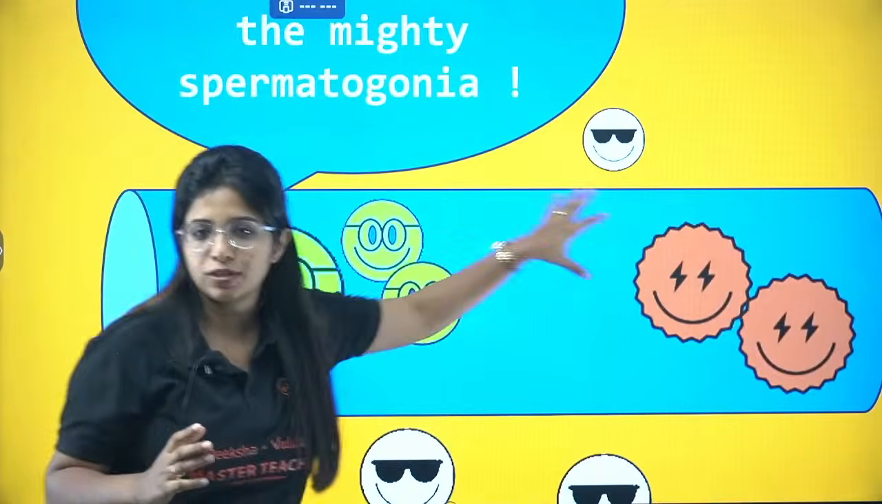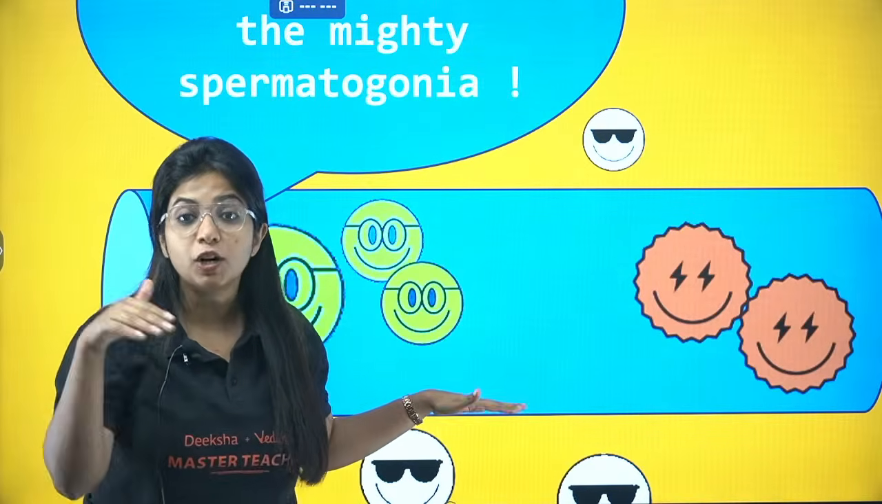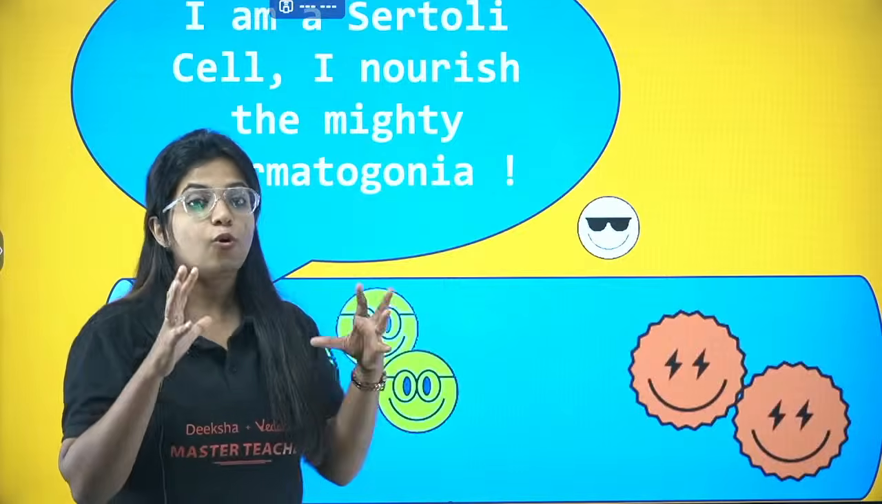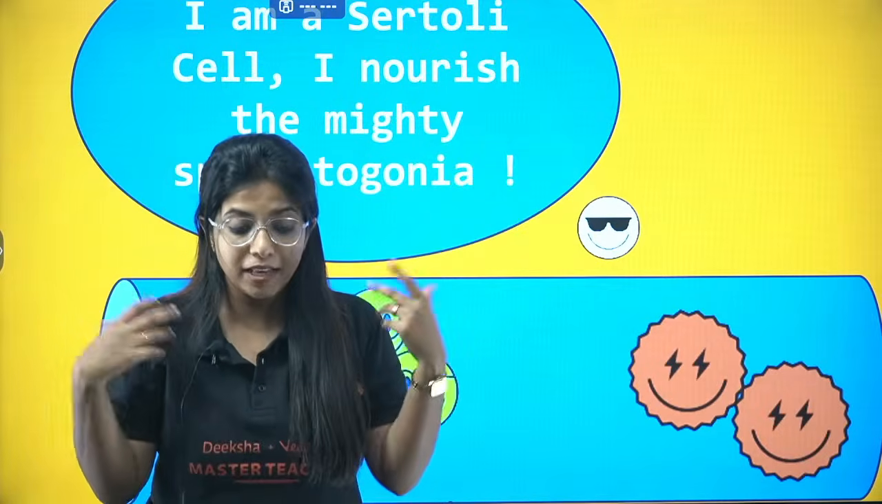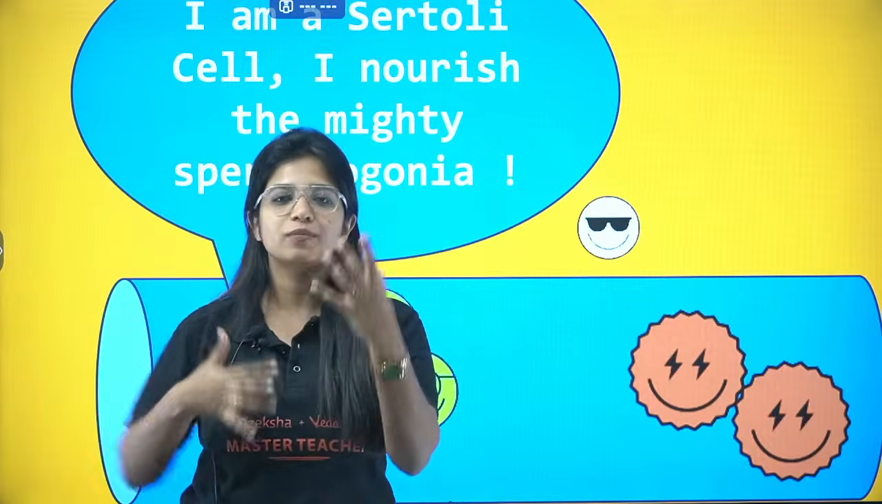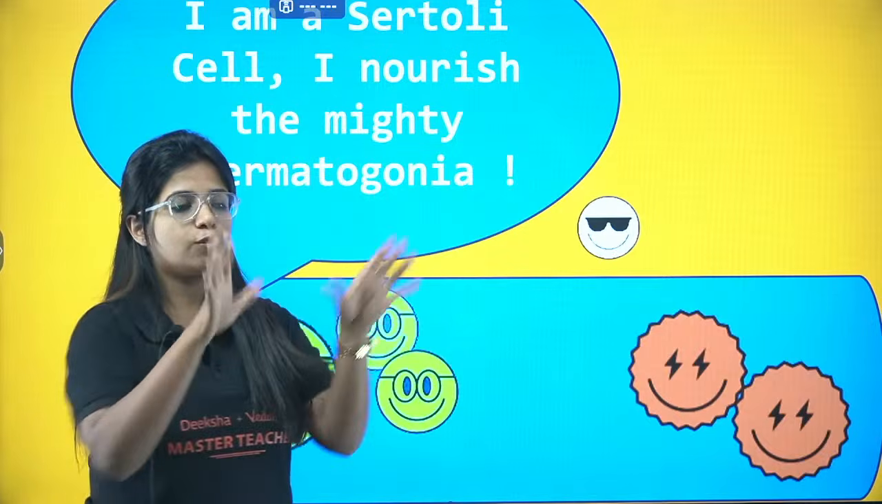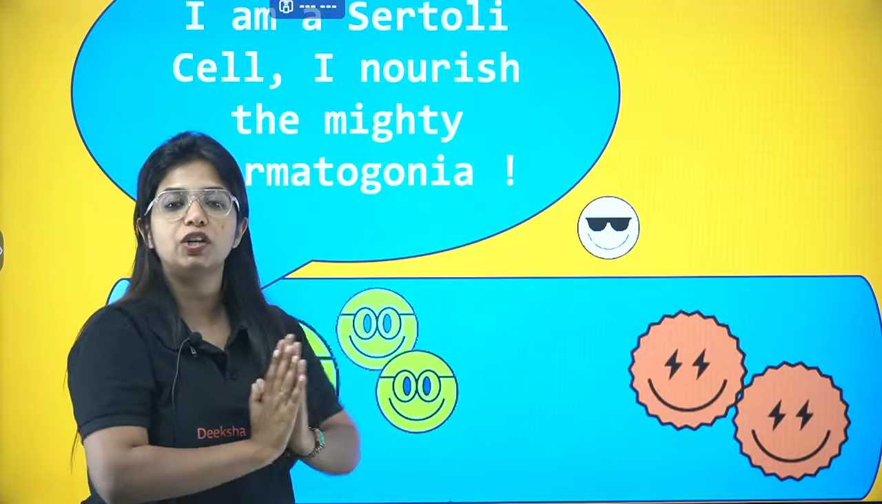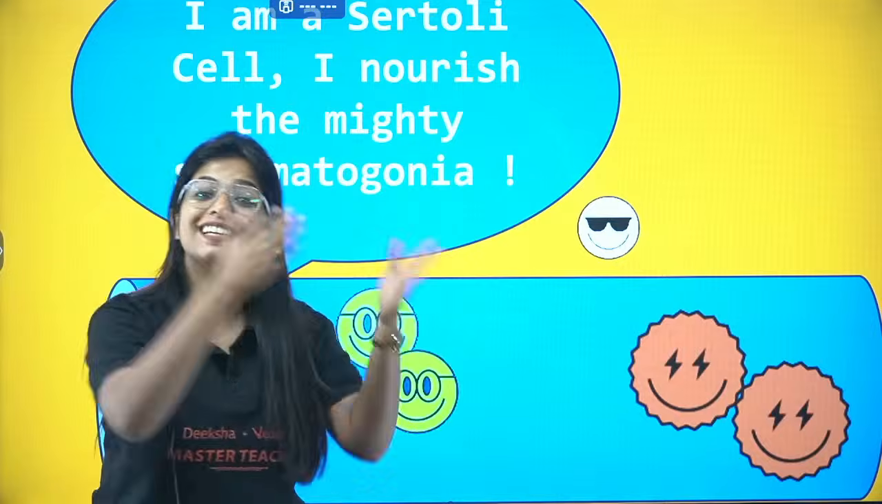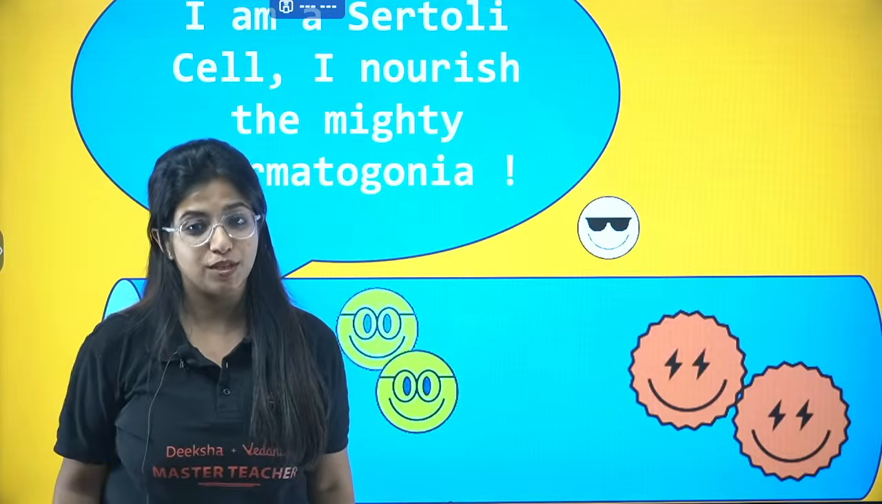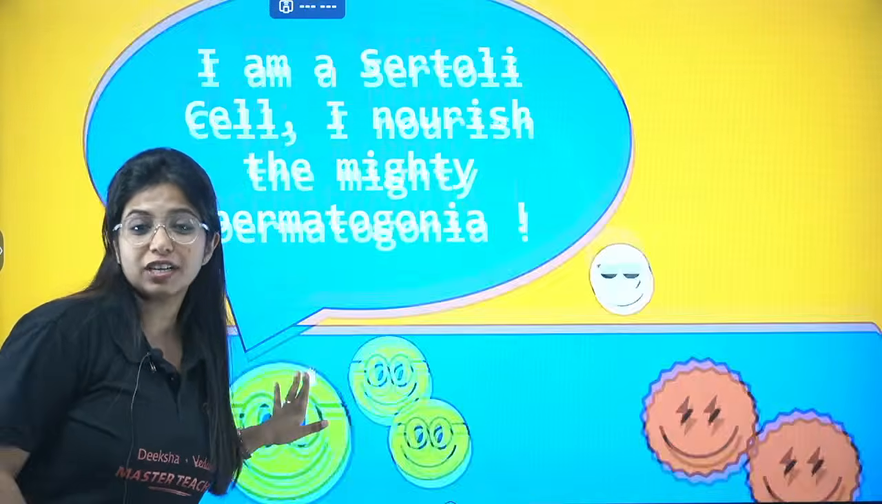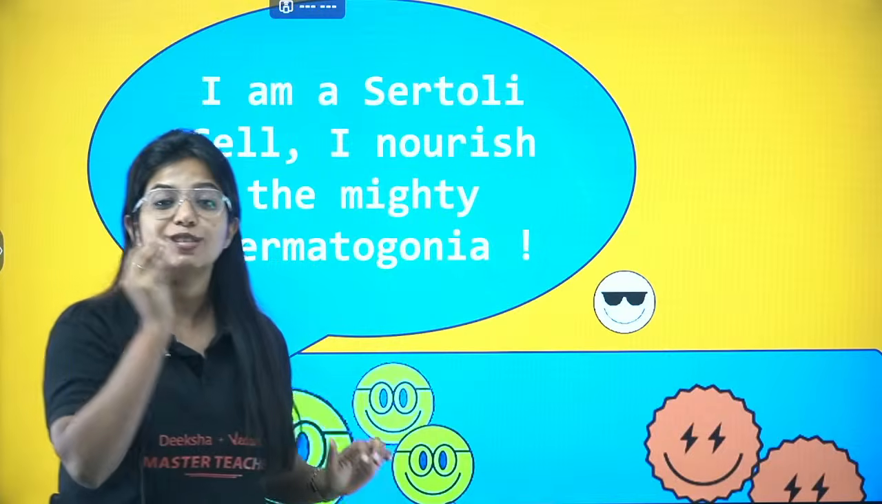What do you mean by that? So I told you that within the seminiferous tubule, the sperms are being made, right? Who is the mother of the sperm cells? Who makes the sperm cell? It is known as spermatogonia, which undergoes division to form the sperms later on. So there should be someone who is going to nourish this mighty spermatogonia really, really well, such that it can divide and finally form the sperms. So this cell, which actually nourishes, is known as Sertoli cells.